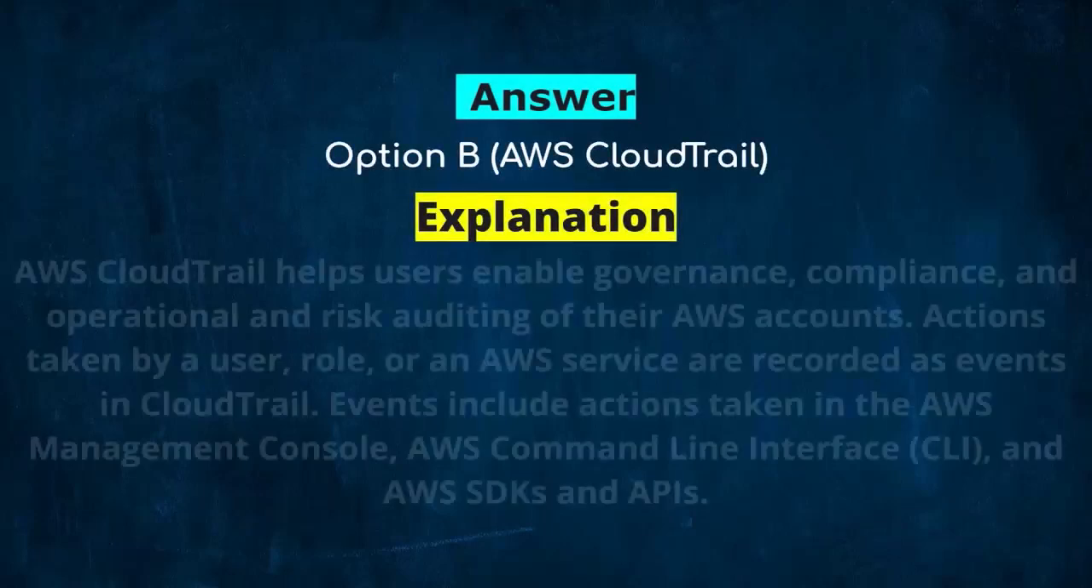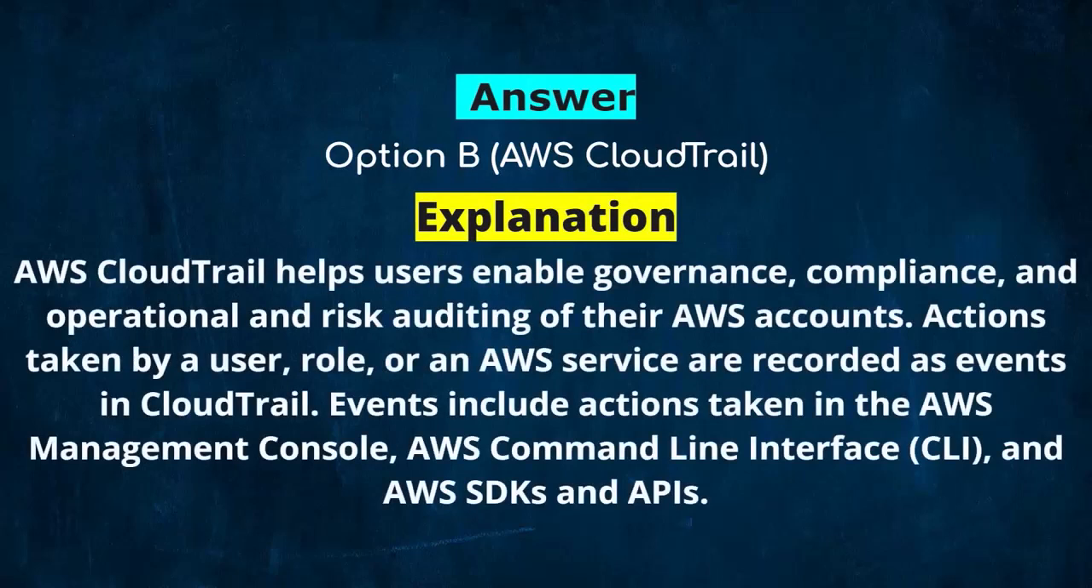Explanation. AWS Cloud Trail helps users enable governance, compliance, and operational and risk auditing of their AWS accounts. Actions taken by a user, role, or an AWS service are recorded as events in Cloud Trail. Events include actions taken in the AWS Management Console, AWS Command Line Interface, and AWS SDKs and APIs.